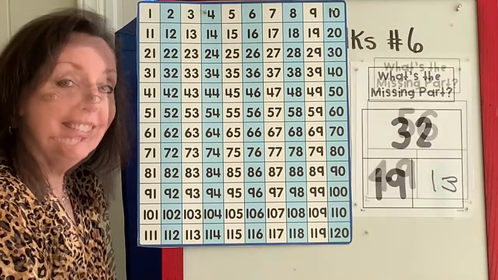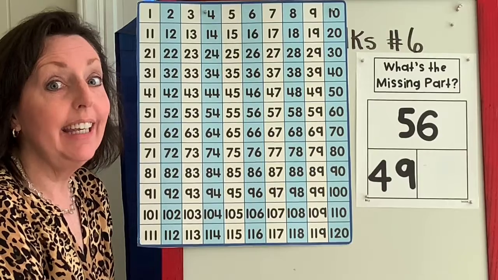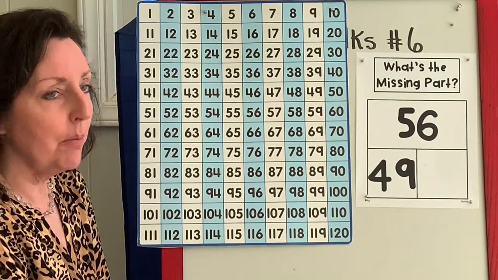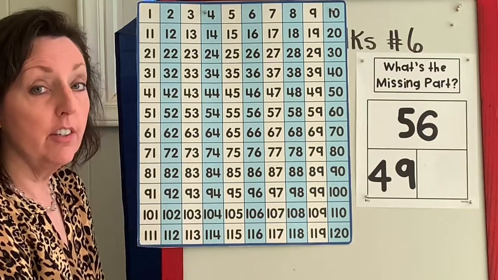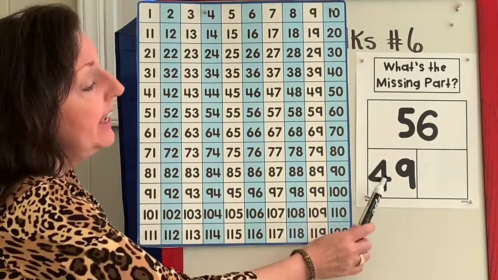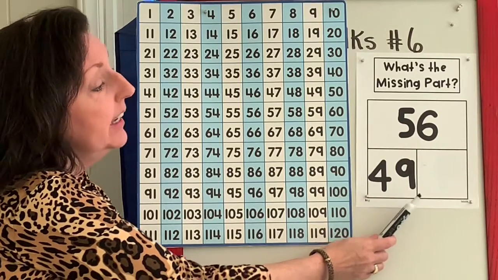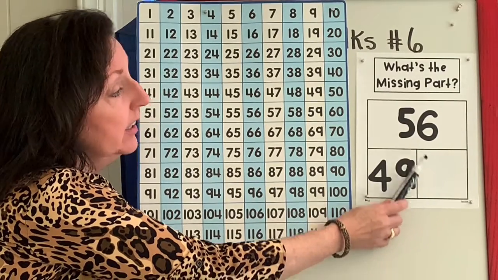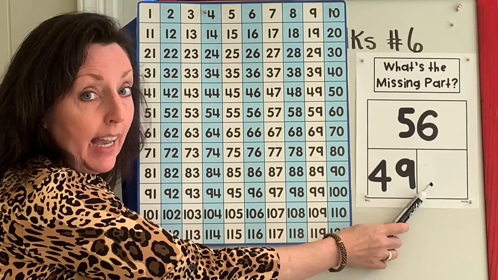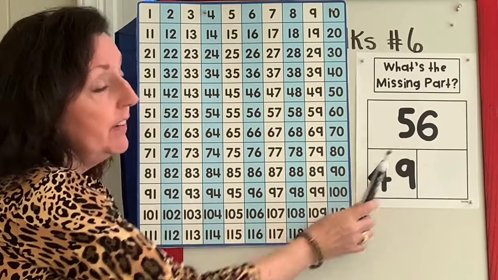Let's do another one. Our numbers are getting even larger, but this is our last one. You're so smart, you won't have any trouble with it. We're going to use our chart for this, or you could count forward. I'll show you both ways. If I have 49 and I want to add something to it, it's going to equal 56. So I want to know what number I can add to 49 to make 56.